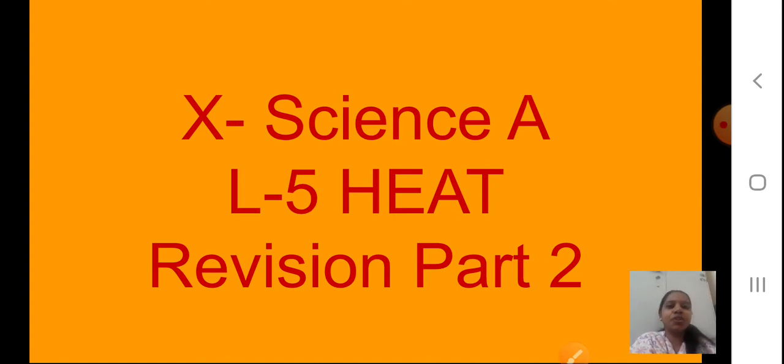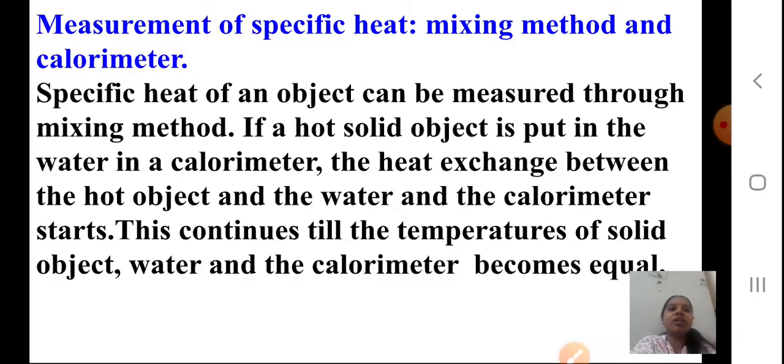Lesson number 5, heat. I hope you have gone through revision 1. Now in part 2 we will see the last topic which you studied, the measurement of specific heat, that is the mixing method and calorimeter. We have already seen how a calorimeter looks, yes, in smaller standards. Now, specific heat of an object can be measured through the mixing method.